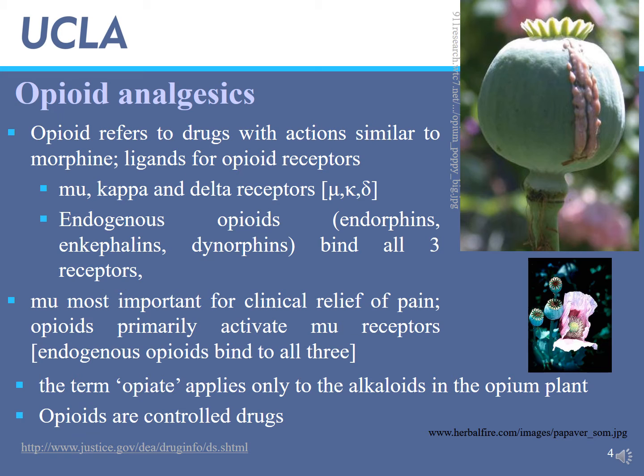The term opiates applies only to the alkaloids in the opium plant. So when you hear about narcotics and police talking about opioids, they really refer to the opium plants and the derivatives from the opium plant. Now, the opioid analgesics are controlled drugs, and I'm going to show you in the next slide the different types of scheduled drugs. I also have here the link to the Justice Department and Drug Enforcement Administration with the definition of all the different schedules.